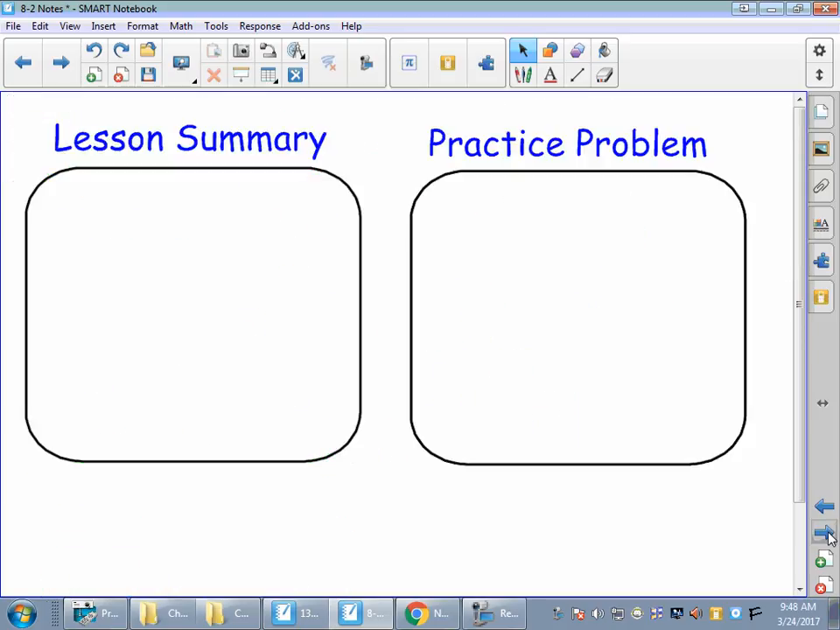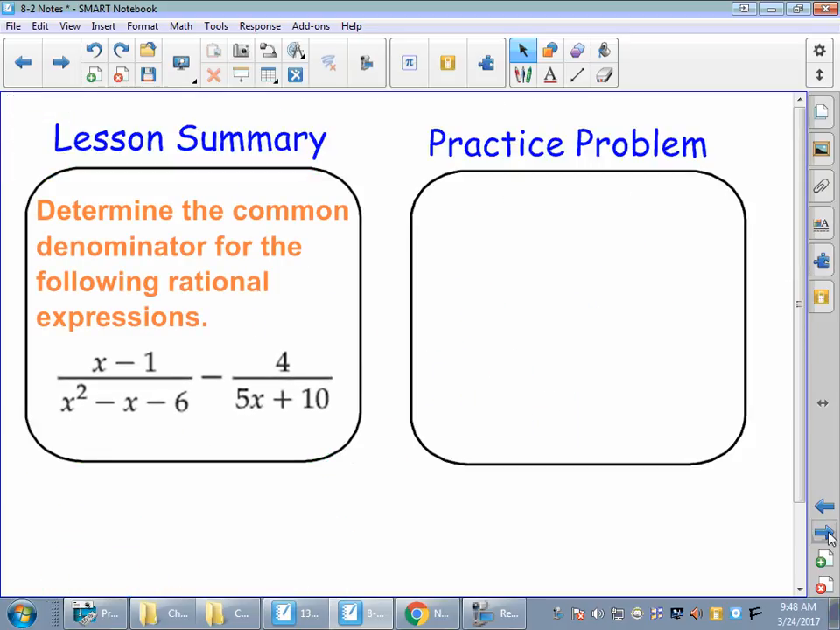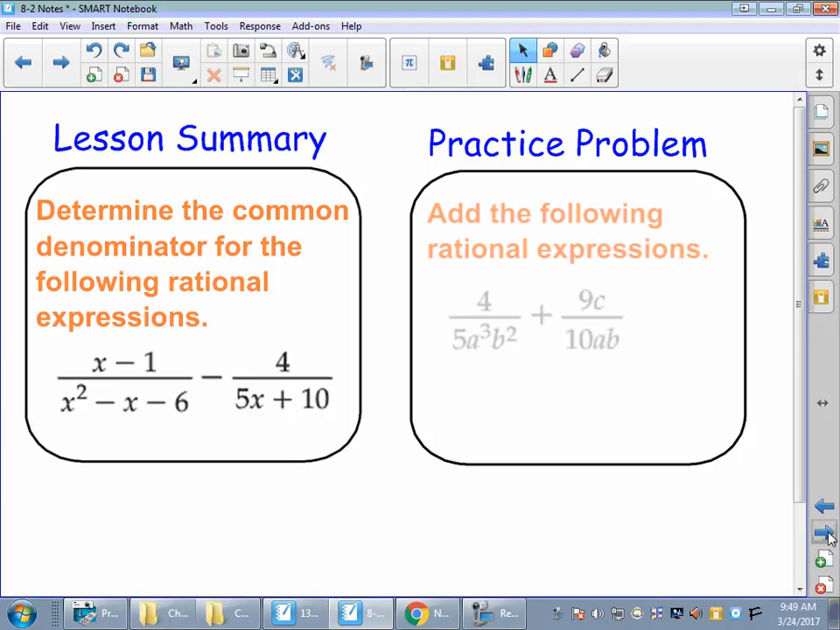All right, so your lesson summary today. I want you to figure out the common denominator for that particular rational expression, but we're not going to add that one together. So I just want the common denominator there. So you got to factor those denominators, and then we're going to do this crazy monomial one. So I want you to actually add those two together. Good luck.